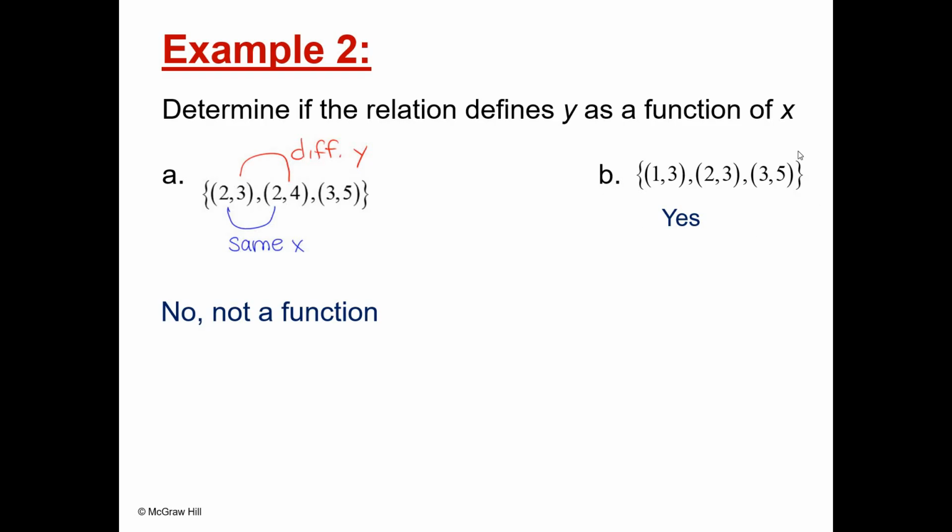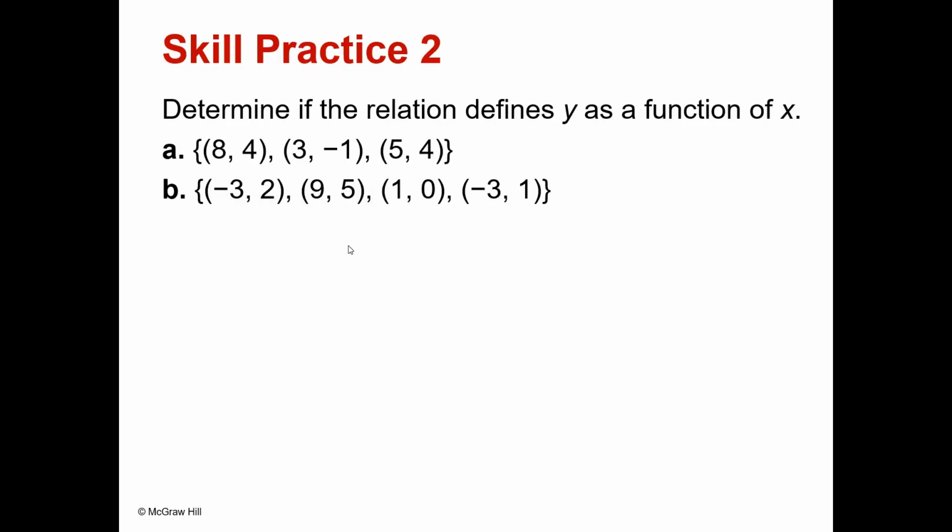However, for this set of ordered pairs, this relation, we have different values of x. We have 1, 2, and 3. So we can say that this set of ordered pairs is a function. Although we have two same values of y, as you can see here, which is 3, that's not a problem. By definition, a function cannot have two same x values.